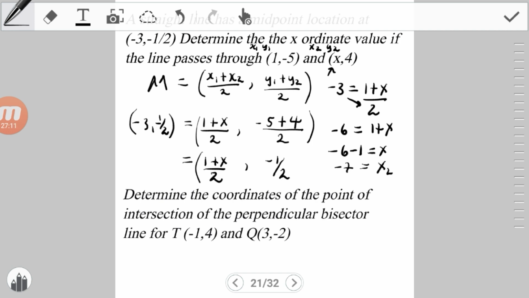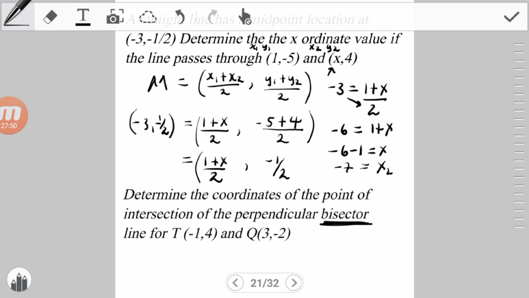So the question is structured a bit different now, and it's saying here that we should determine the coordinates of the point of the intersection of the perpendicular bisector line for t, which is minus 1, 4, and q, 3, negative 2. Now, there is no indication or any direct word that would suggest that we need to find the midpoint, but this word here, bisector, is a key word in understanding that a perpendicular bisector passes through the midpoint of a line.